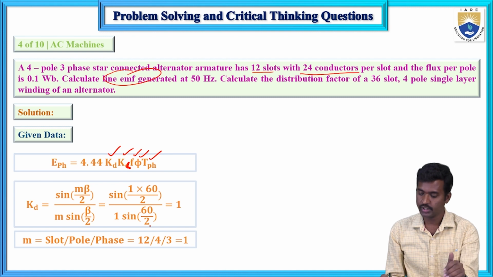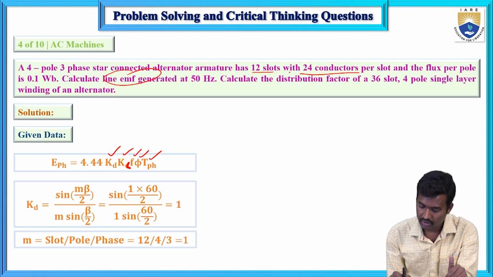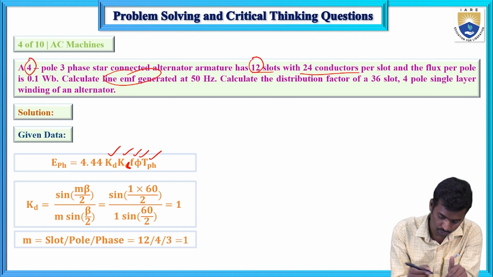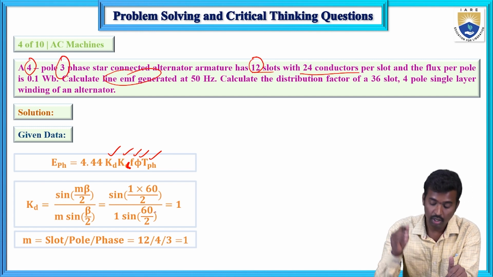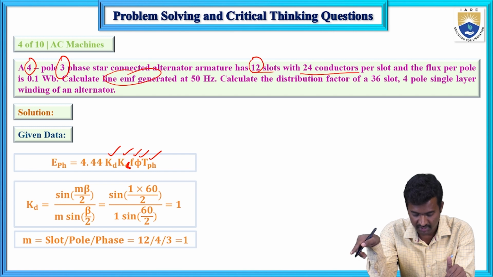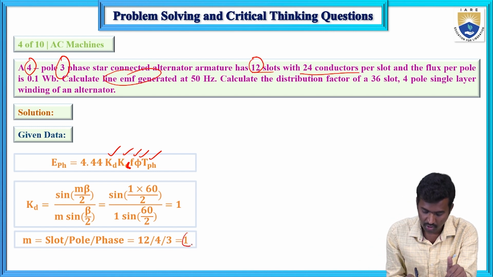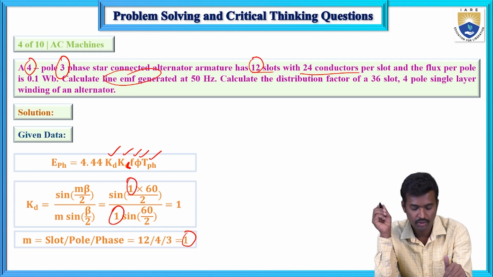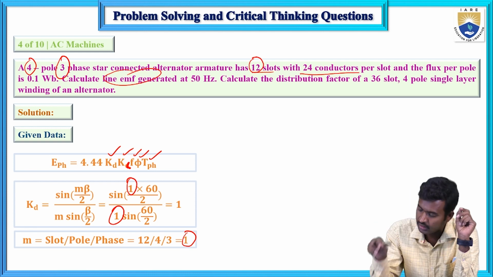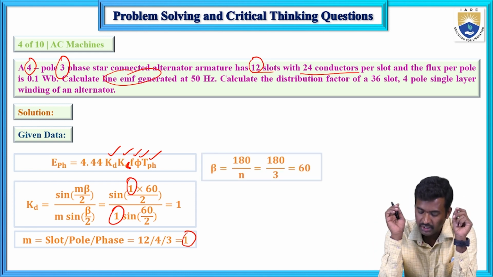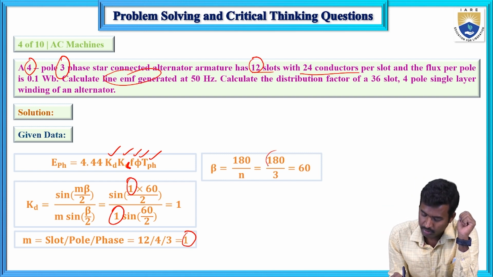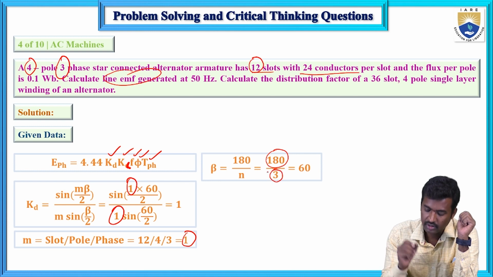Here first calculate. The number of slots is 12, the number of poles is 4 and the number of phases is 3. The number of slots per pole per phase is 12 by 4 by 3, which is 1. Here the m value equals 1. Now what about the beta value? Beta equals 180 by n, where n equals 3.